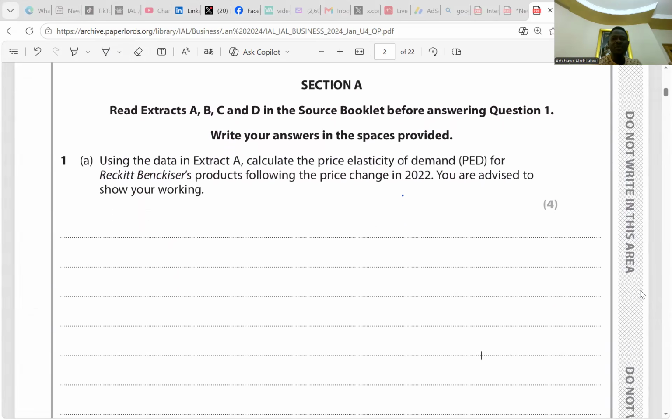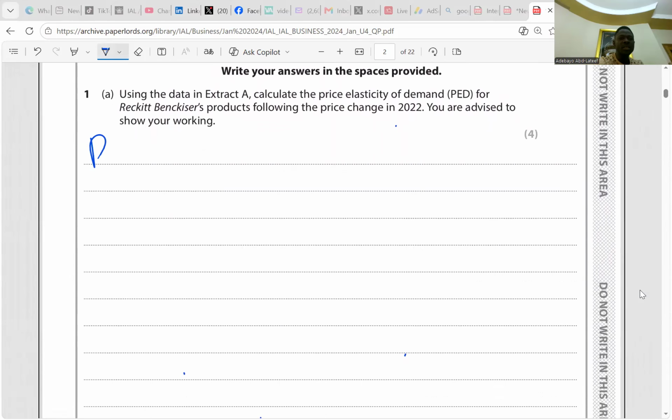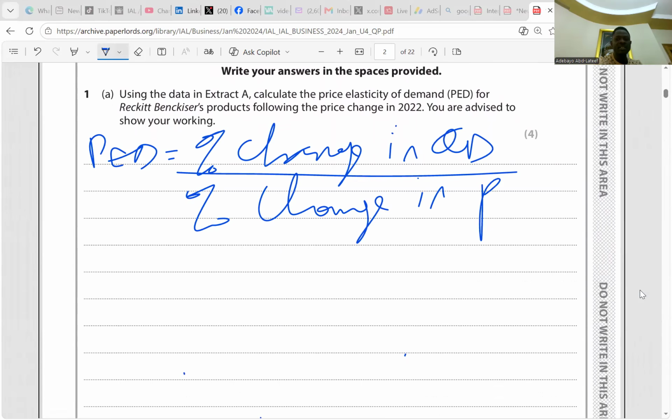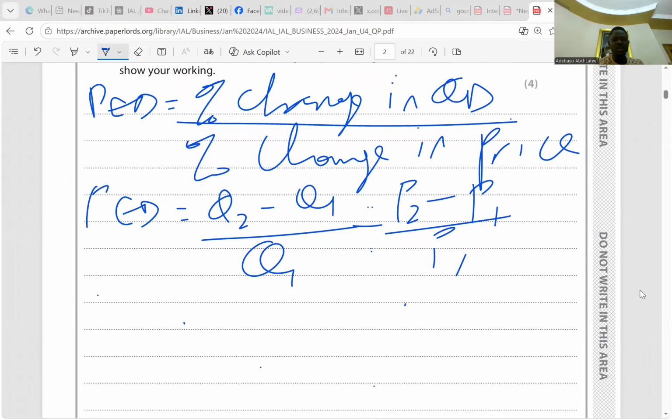So for price elasticity of demand, PED is percentage change in quantity demanded over percentage change in price. This is the formula for PED, which means PED equals Q2 minus Q1 over Q1, divided by P2 minus P1 over P1. Yeah, I'm answering already. So just look at them like this.